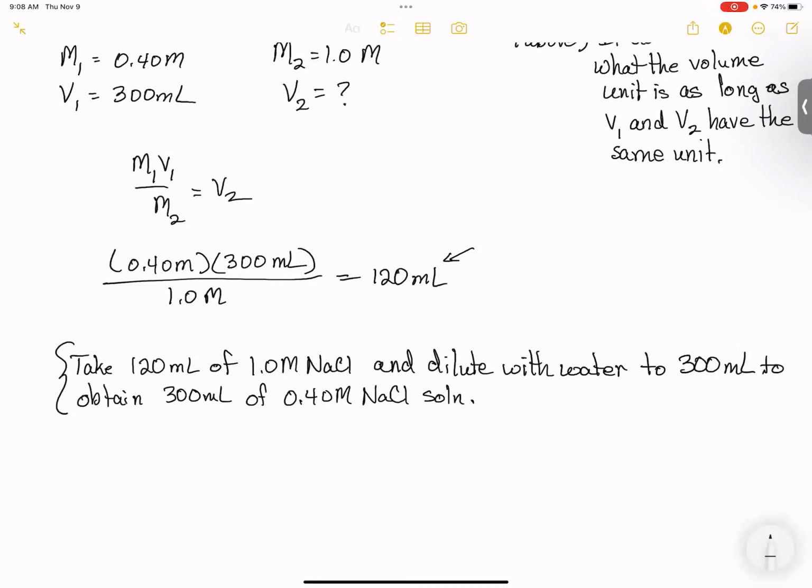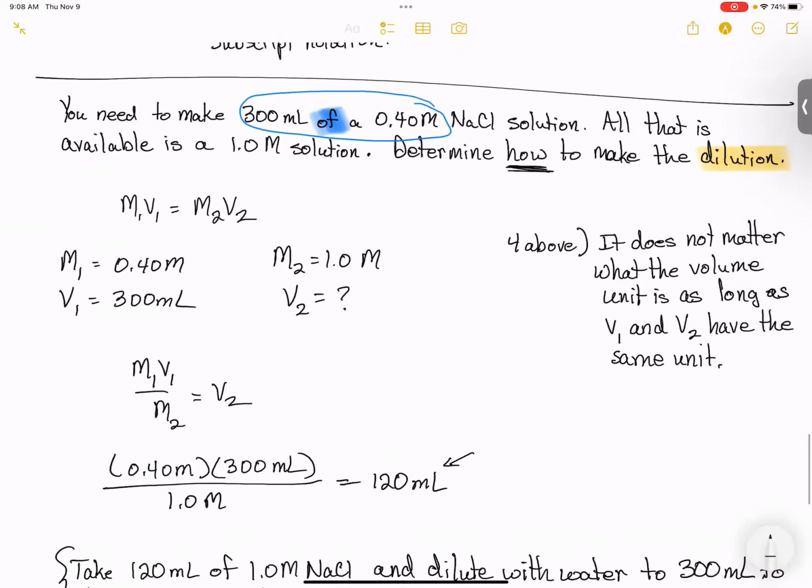Yes. Would the 120 milliliters not be the V1 in this scenario? Again, it does not matter as long as the V remains the constant, goes with it. And since I said up here, it did not matter that in this particular case, I said 300 of 0.4, so I just made those stay together. Those could have been V2, and these would have been V1. So you can switch them. It does not matter which one is V1, which one is V2, as long as the appropriate volume and molarity are kept together.